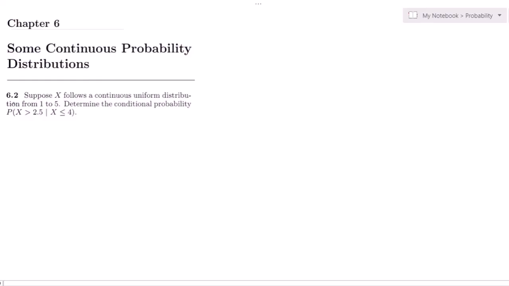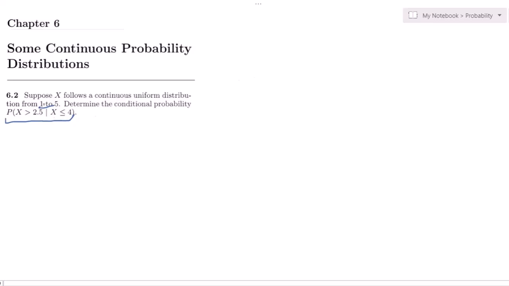This is question 6.2, and the statement of this question is: suppose x follows a continuous uniform distribution from 1 to 5. Determine the conditional probability that x is greater than 2.5 given that x is less than or equal to 4.